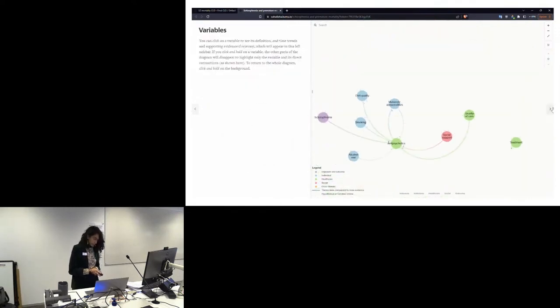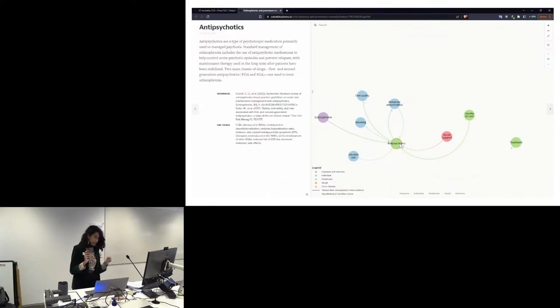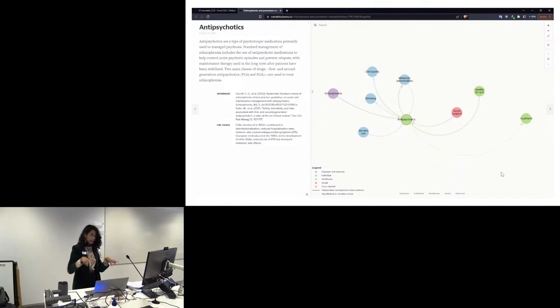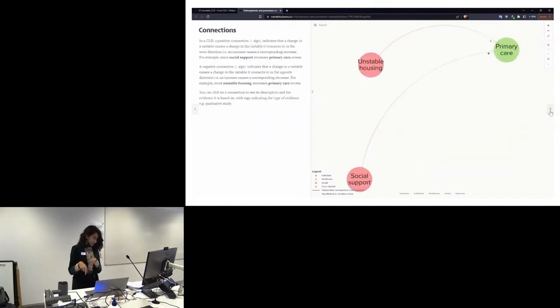And then this shows how you can click on a variable to see its definition, and there's also relevant time trends that I've added in. And here it shows how you can highlight a variable and see all of its immediate connections. And next, the connections are explained.